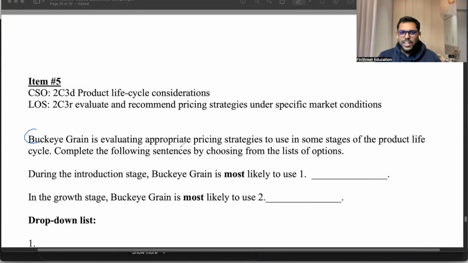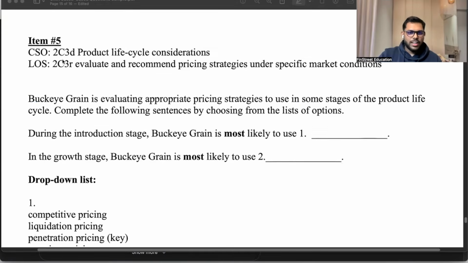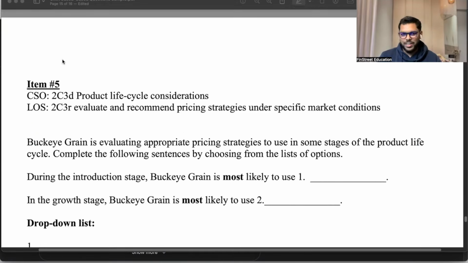Buckeye Grain is evaluating appropriate pricing strategies to use in some stages of the product life cycle. Complete the following sentences by choosing from the list of options. Now in the exam you will see a drop down. Drop down मतलब click करोगे तो you will see multiple options and you have to select one of those. Problem ये है कि यहाँ पर आंसर दिया हुआ है. So without showcasing you the options, let me ask you guys. ठीक है, मैं options देता हूँ आपको.